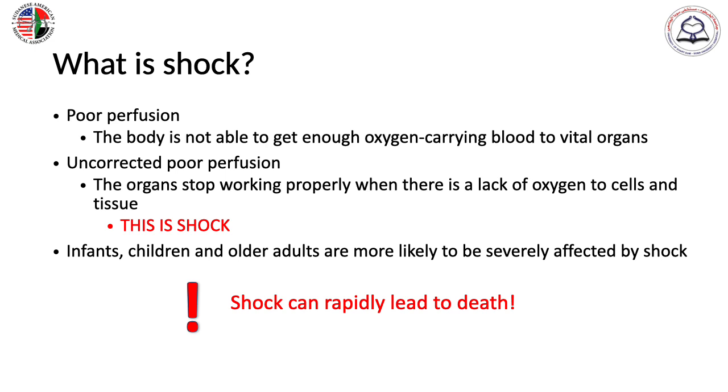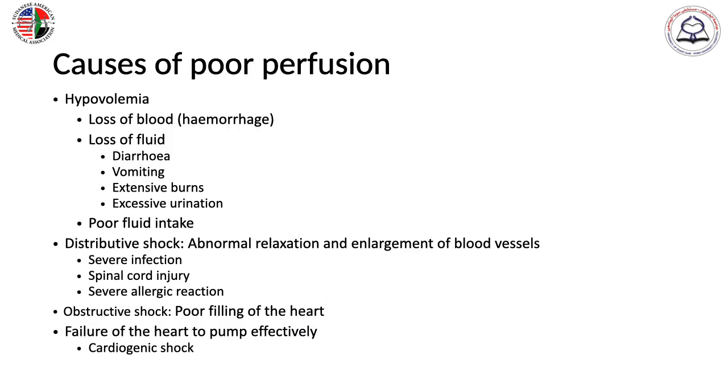Hypoperfusion is assessed in three organs. In the brain, by altered mental status, and it can progress even to coma; irritability, confusion, and also by low urine output; and in the skin, by cold, clammy, and mottled skin. There are four major causes of shock.